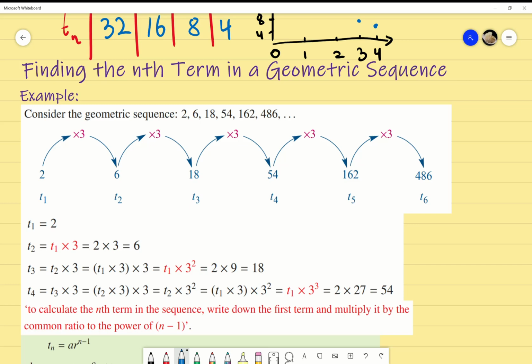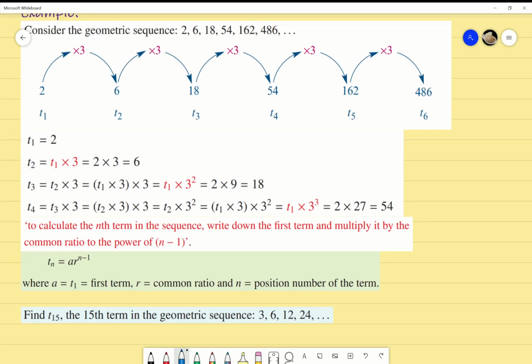You can see in the red text it does specify to calculate the nth term in this particular sequence, write down the first term and multiply it by the common ratio to the power of n minus 1. So this formula right here, can I get you guys to write that down? Thank you. And I definitely recommend you write down this right here as well, r equals the common ratio. You would have had a equals t1 and n is a position term already, so I recommend you write down the formula and write down r equals common ratio.